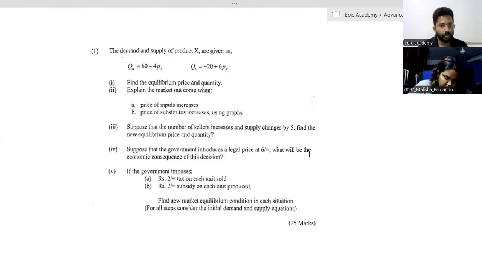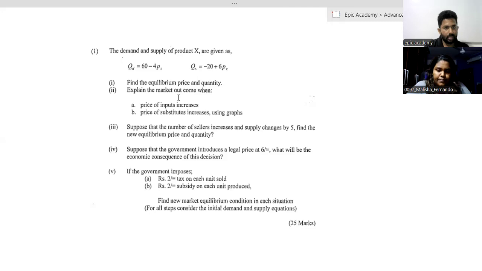Okay, question number 1. The demand and supply of product X are given as QD equals 60 minus 4PX. X means we are going to represent the X commodity, that is why it includes X. And QS, which means quantity of supply, equals minus 20 plus 6PX. Find the equilibrium price and quantity.